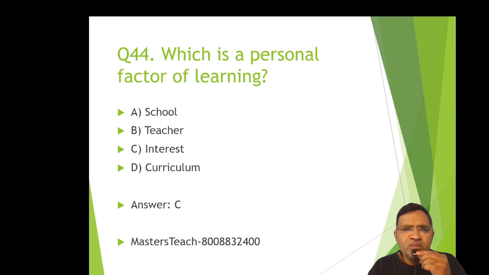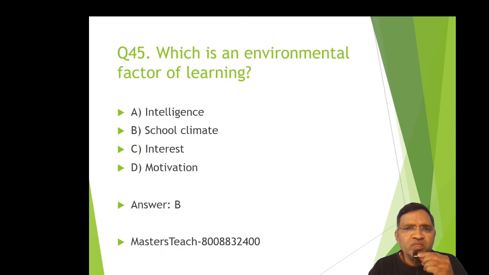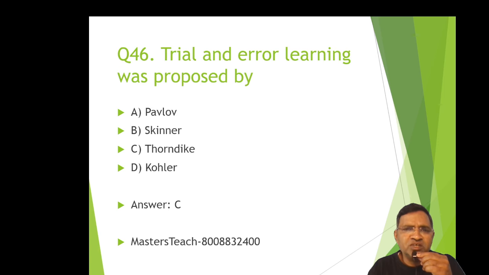Which is a personal factor of learning? A. School, B. Teacher, C. Interest, D. Curriculum. The answer is personal factor of learning is interest. That is C. Which is the environmental factor of learning? A. Intelligence, B. School climate, C. Interest, D. Motivation. The answer is school climate.